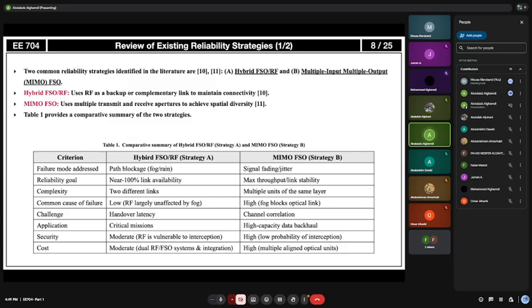In terms of security, the hybrid FSO is moderate because the RF is vulnerable to interception and jamming. For the MIMO, the security is high because there is a low probability of interception. In terms of cost, it is moderate for strategy A because we have a dual RF-FSO system and integration, and high in the MIMO FSO because we have multiple aligned optical units.